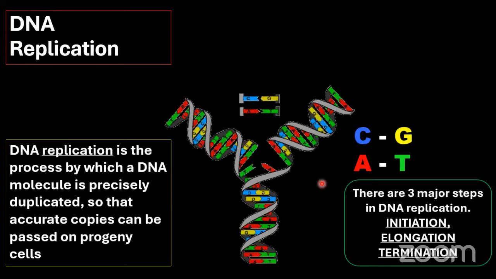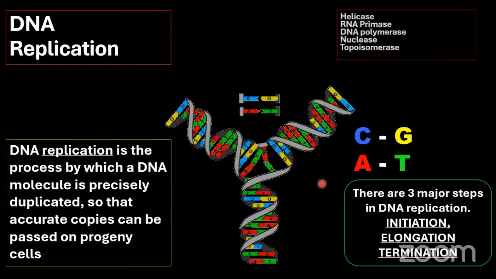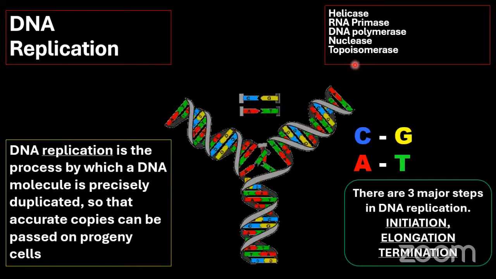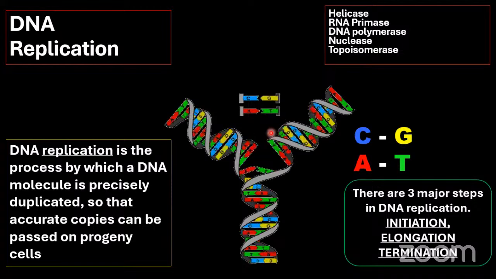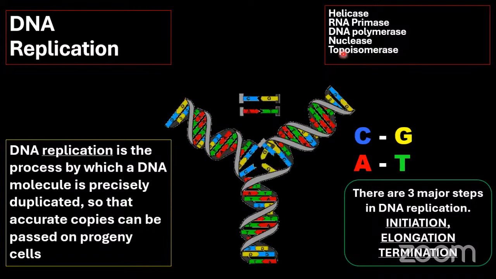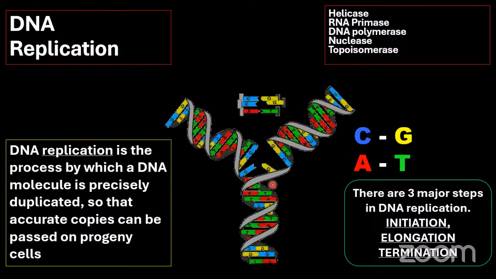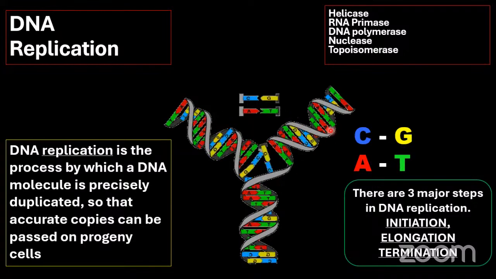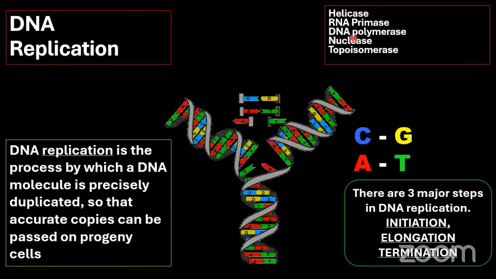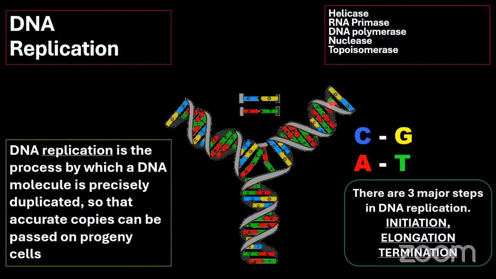This process has a lot of enzymes. It's an enzymatic process. So these are the enzymes involved. We have the helicase, which is involved in the unzipping of the DNA double strands. We also have the RNA primase, which involves the elongation part. We have the DNA polymerase. We have the nuclease, which also involves the proofreading.